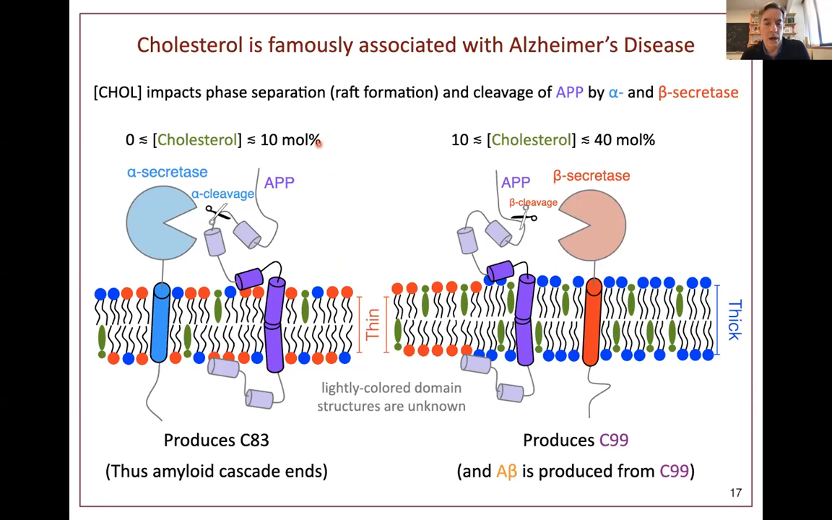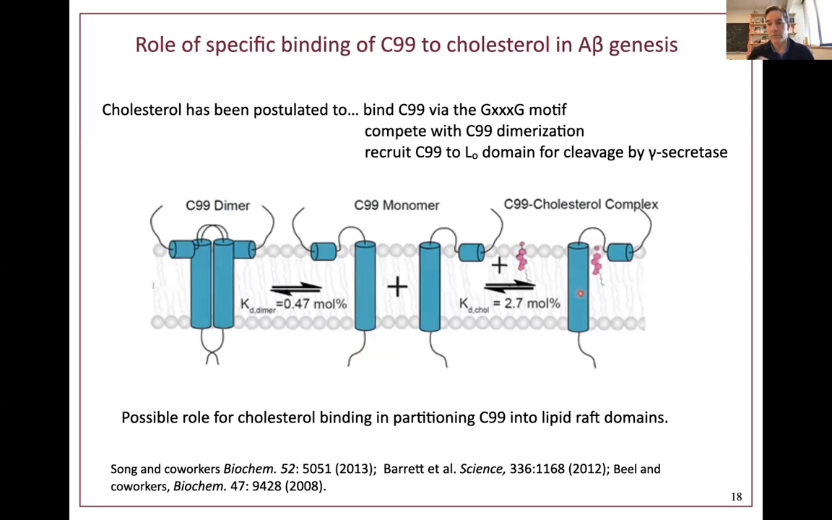And so we can imagine, as this slide demonstrates, that in conditions of lower cholesterol, under 10 mole percent, you might see a predominance of liquid disordered regions, and that might mean that you would have more non-amyloidogenic cleavage of APP by alpha secretase, as opposed to when you see higher levels of cholesterol that would favor the amyloidogenic processing. So those are ideas as to how the overall membrane structure might affect the processing of C99 in a general way, in terms of the phase domains forming and the thickness of the membrane.